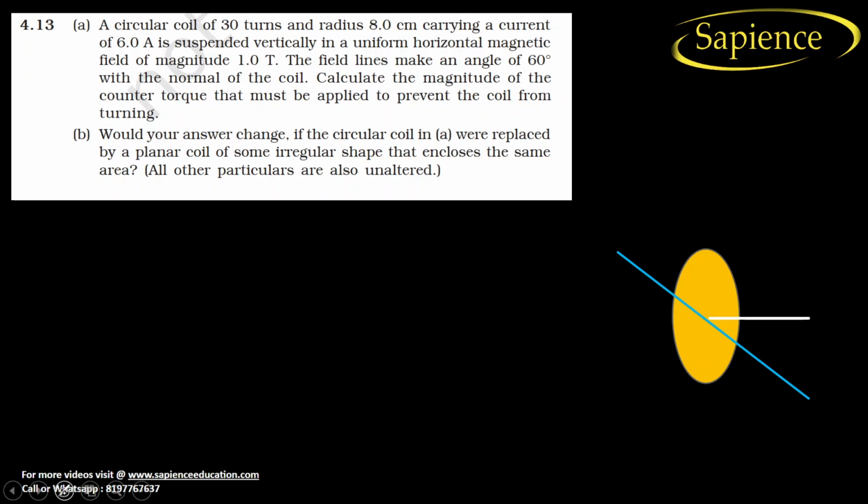First of all, read the question. A circular coil of 30 turns. How many turns? 30 turns. So N they have provided you. And radius is how much? 8 centimeter, carrying a current of 6 ampere, suspended vertically.